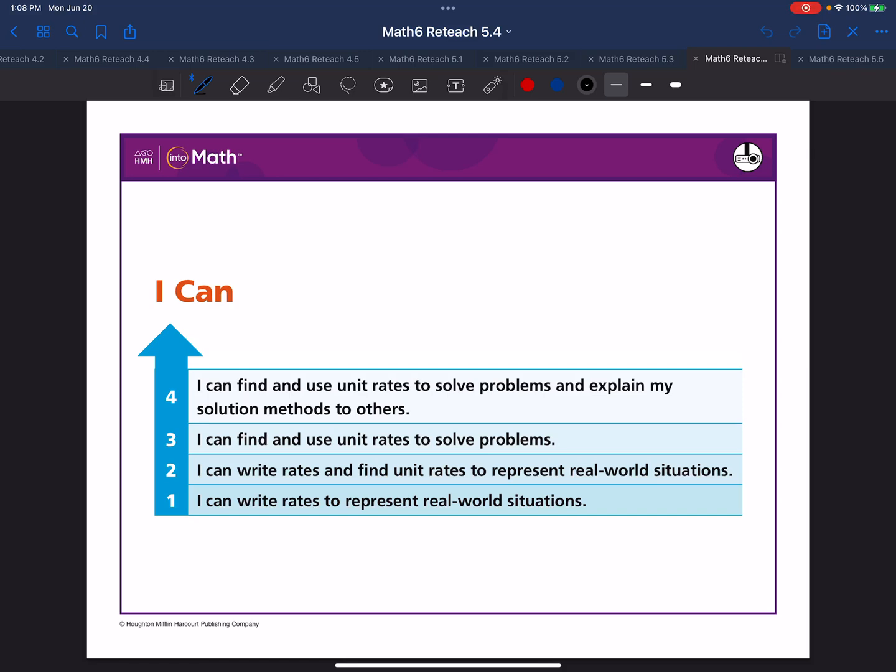Today we will review 6th grade math lesson 5.4. This lesson will cover how to find and apply unit rates. Here's your I can statement. I can find and use unit rates to solve problems and explain my solution methods to others.